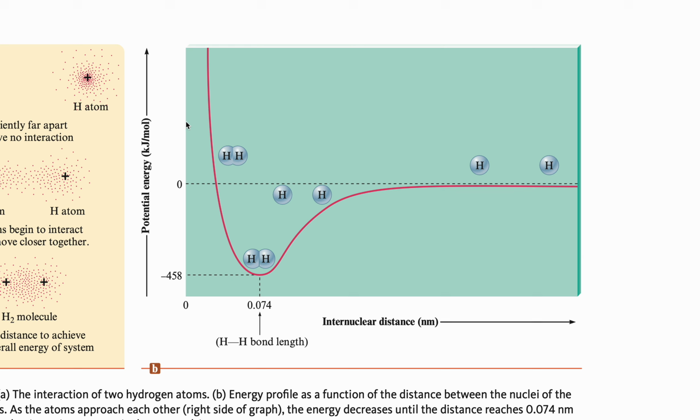So in summary, in short, the graph between the potential energy and the internuclear distance just gives you information about the bond length and bond energy of a molecule.